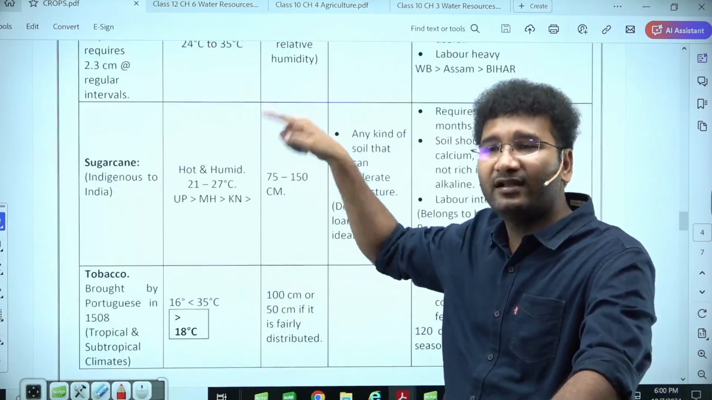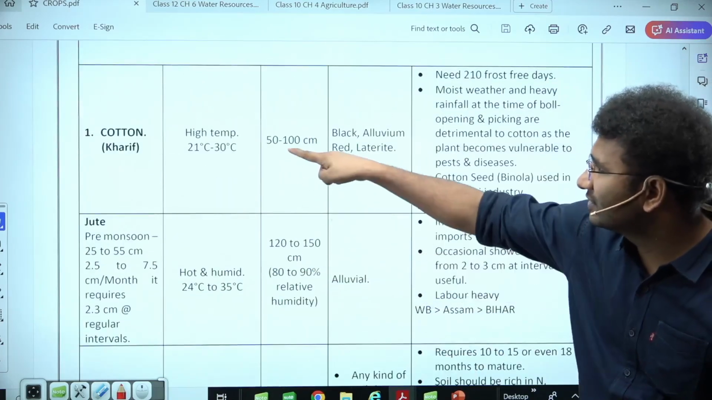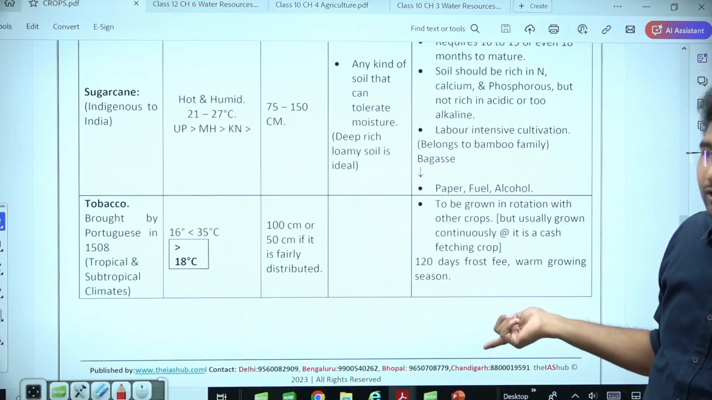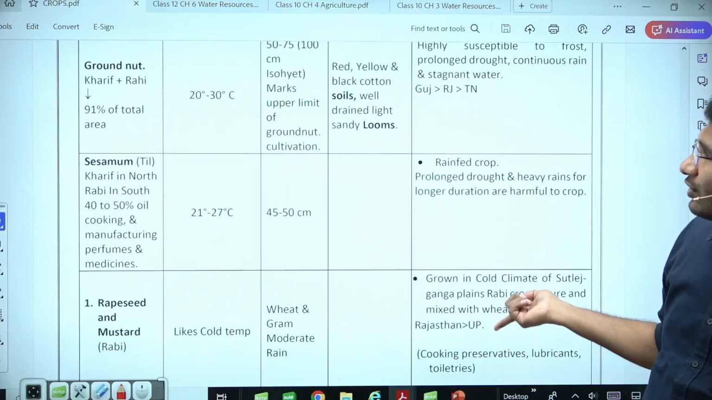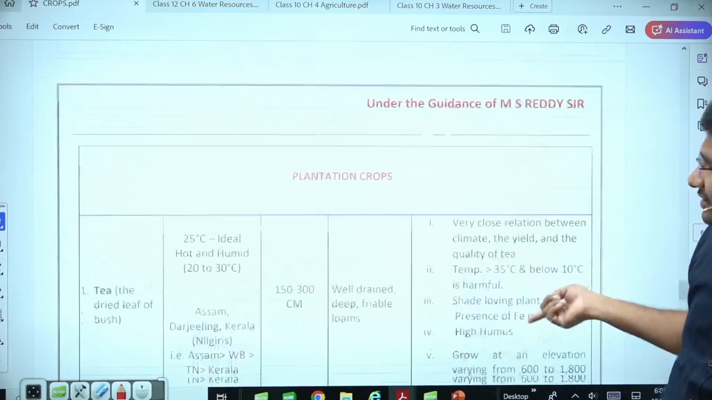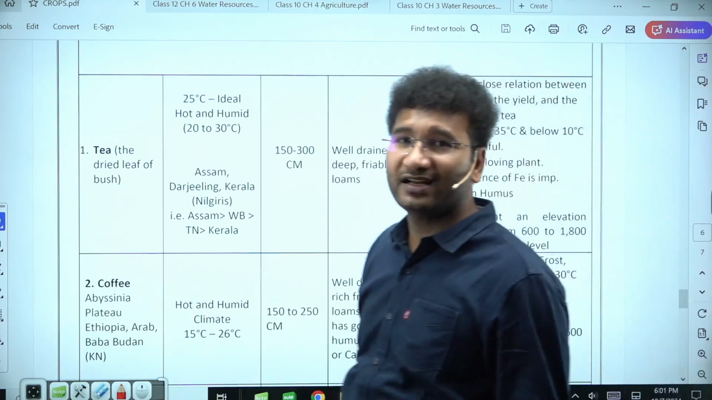Sometimes a question can directly come: are cash crops water intensive? Yes, jute is water intensive. Cotton is not, right? Only sugarcane is water intensive. Tobacco is not, right? Like that, you look into groundnut. It is not water intensive, right? Rape seeds, linseed, castor seed, right? So these are those crops which are called cash crops.